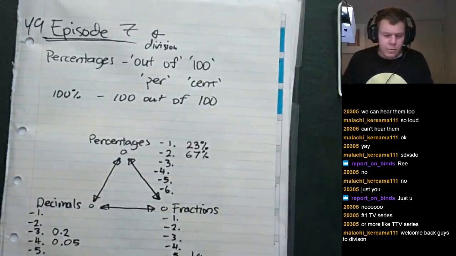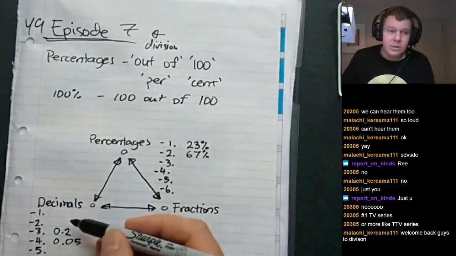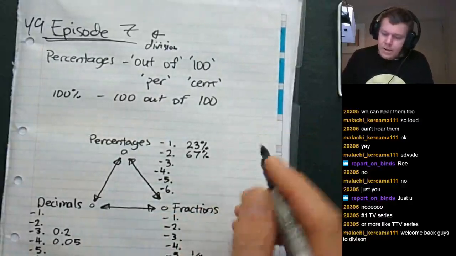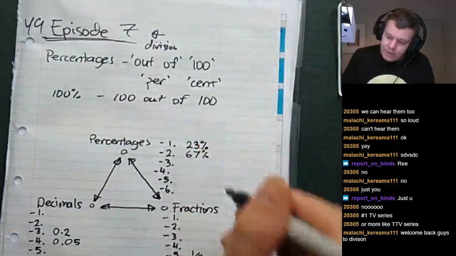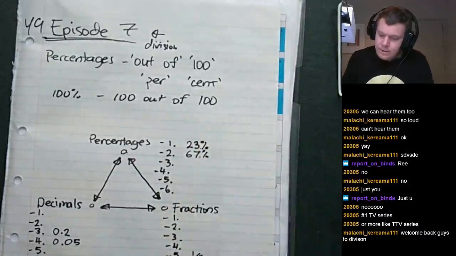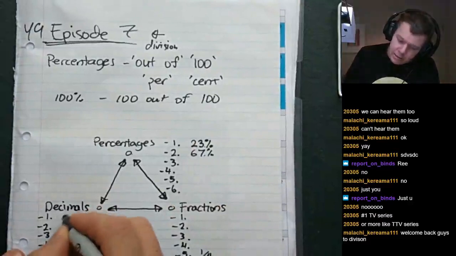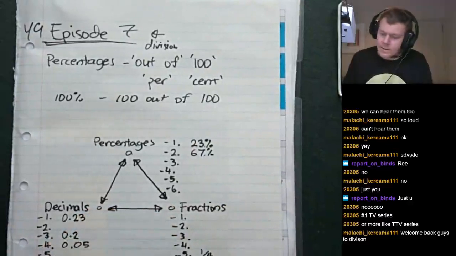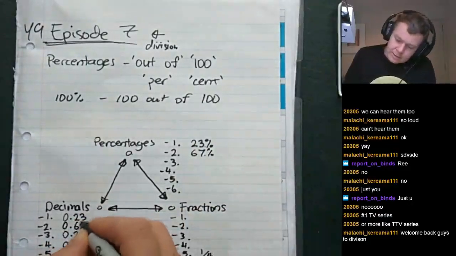Going from percentages to decimals is probably the easiest thing to do, because basically you're just moving the decimal point 2 times. The decimal point is here, and if we move it twice over, we get 0.23 for number 1, and for number 2 we get 0.67.